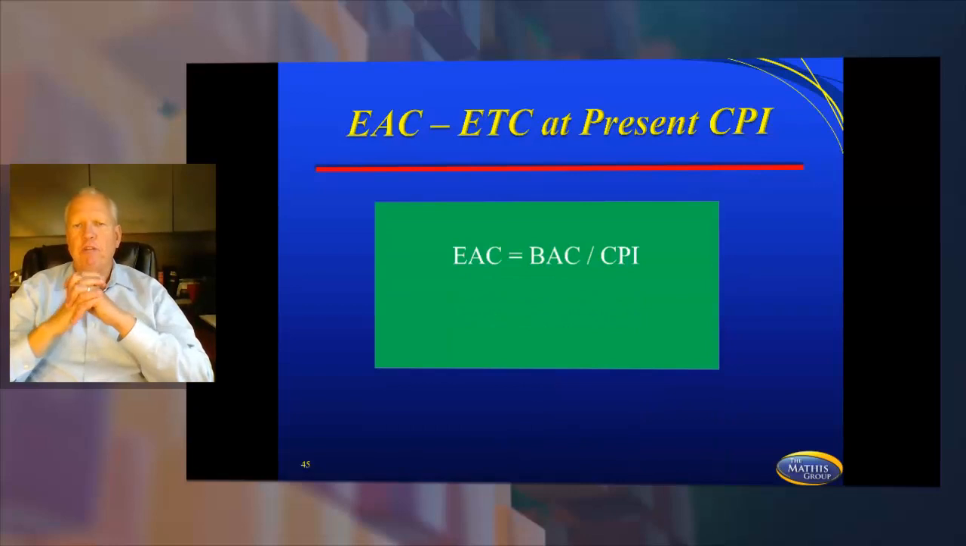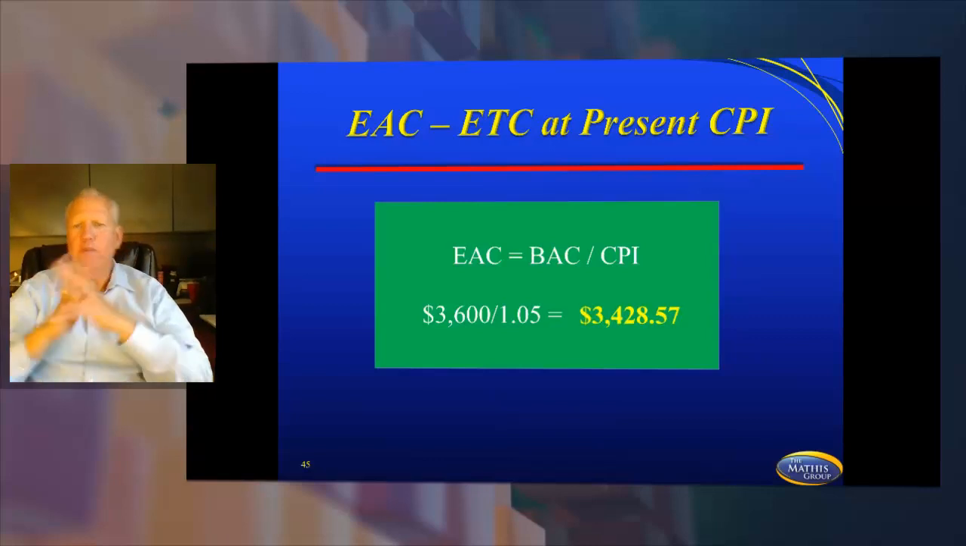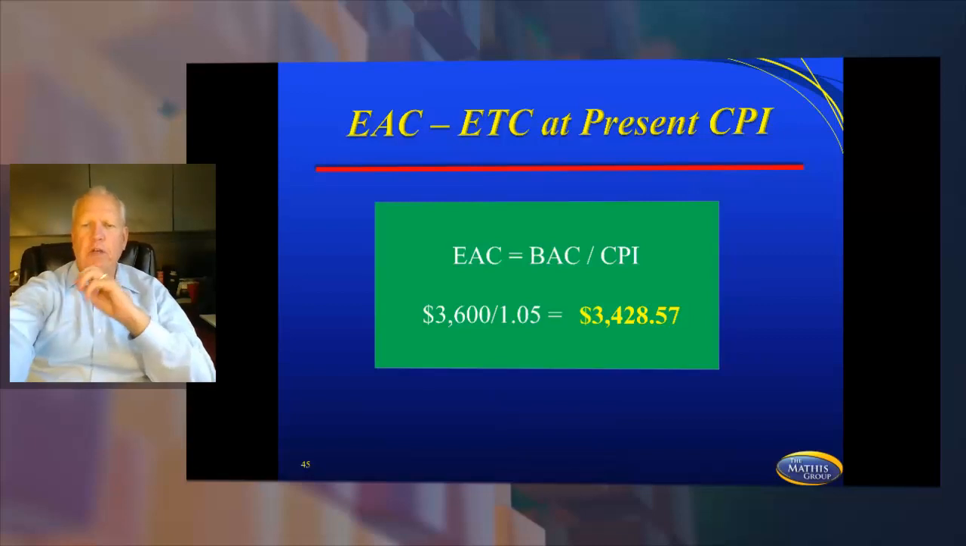All right, so your formula is BAC divided by CPI. So we take our 3600, which was our BAC, divided by 1.05, and that gave me 3428.57. Now here's the thing that you'll notice. Most of the time on the PMP test, they'll do 2 decimals out. But occasionally you won't be able to find your answer because they've done 3 decimals. Now I want you to see this because it's close, but it's not so close that you can just eyeball it and pick it out.